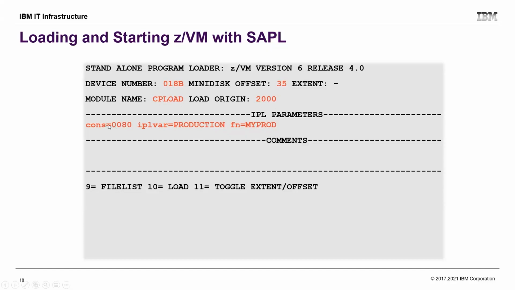The system console address, this is that environment variable. So I'm setting the IPL parameter with the environment variable to production. And this is the name: instead of the default config file name of SYSTEM, I have a specific configuration file I want to use for this production system, and I'm specifying that here as well. When I have this all set, I press F10 and it'll go and load. I start z/VM with these attributes.